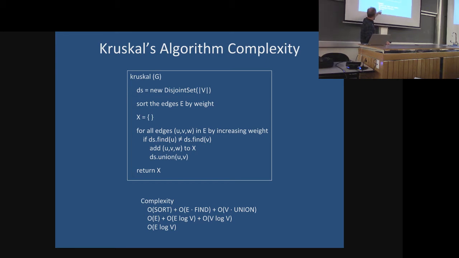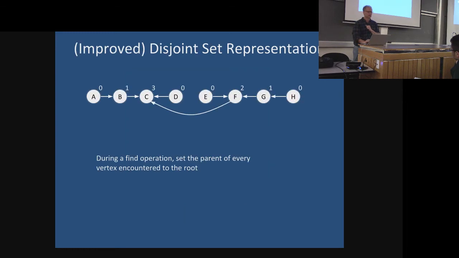Where does the log V come from? Oh, it's our directed tree. Yeah, that's our disjoint set data structure. So now we're back. If we want to improve this any more, we've got to improve the disjoint set data structure. Okay? Well, let's see how to do that.